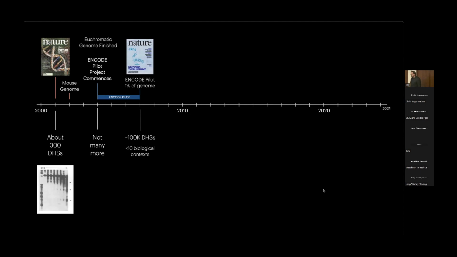And at that point that we had mapped, there were maybe about 100,000 elements total, which we thought was just a massive increase. And there were maybe, and this is the key piece, less than 10 biological contexts that were examined. At that point, they were all cell lines.